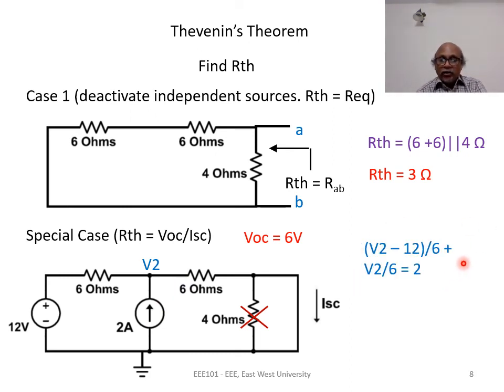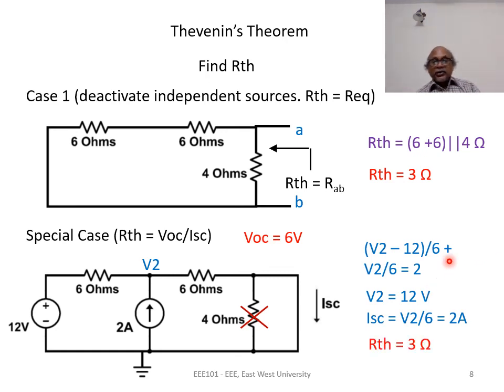Writing the node equation, we solve that V2 is equal to 12 volt. Because 4 ohms is not there, ISC is the current flowing through 6 ohms. The voltage at the left end of 6 ohms is V2. The voltage at the right end of 6 ohms is 0. So ISC is V2 over 6 ohms, which is 2 ampere. VOC is 6 volts, ISC is 2 ampere. That means RTH is 3 ohms, which is the same value that we obtained from case 1.